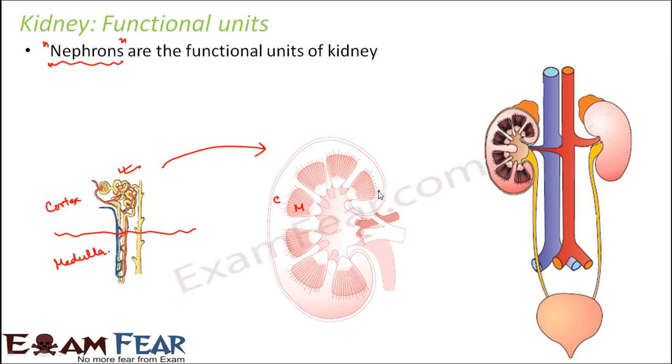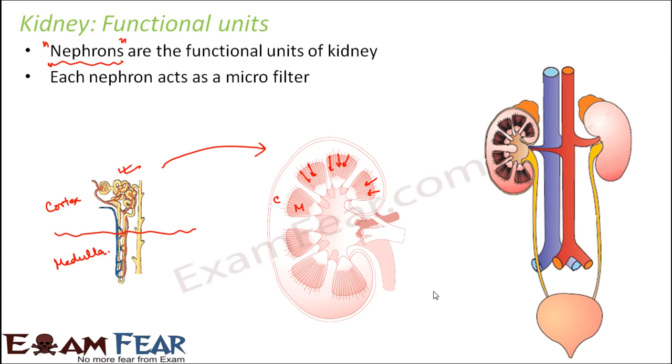So now you understand, each of these nephrons will produce urine. So all of this urine will get collected through the calyces into the renal pelvis, and this urine from the renal pelvis will then get into the ureter and then finally go to the urinary bladder. So that is how the process takes place.